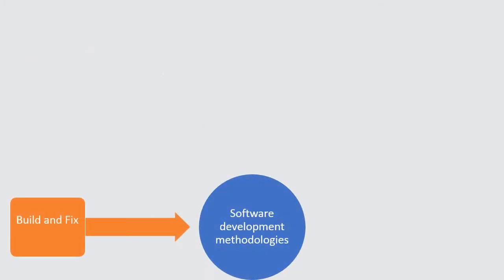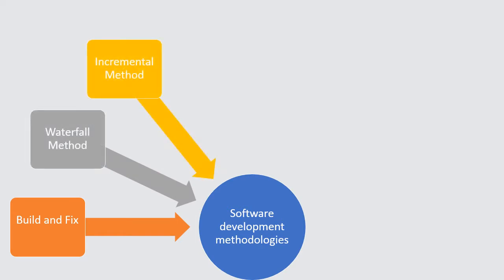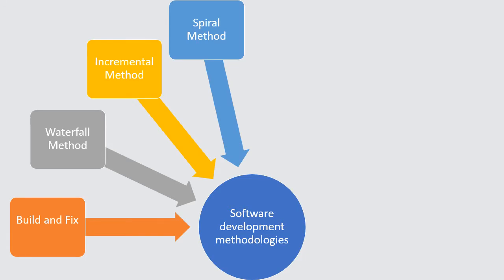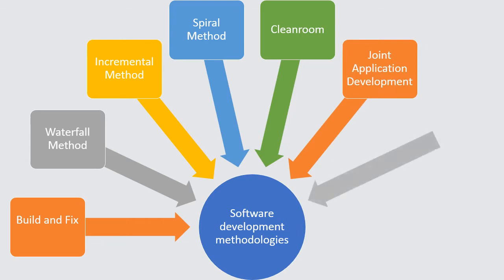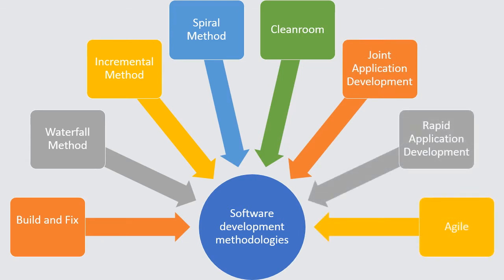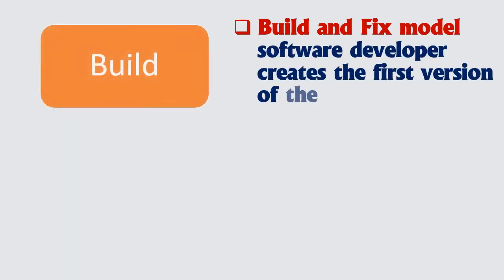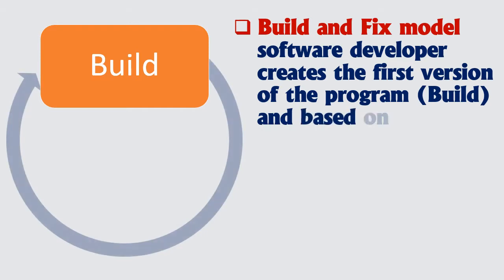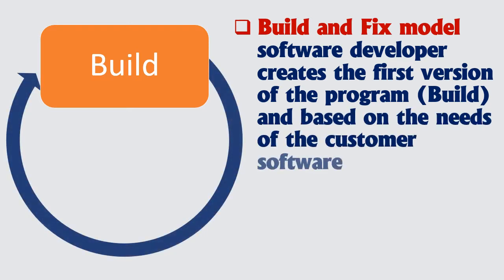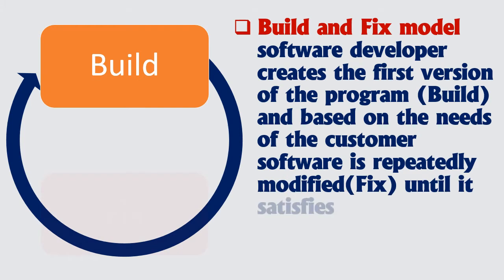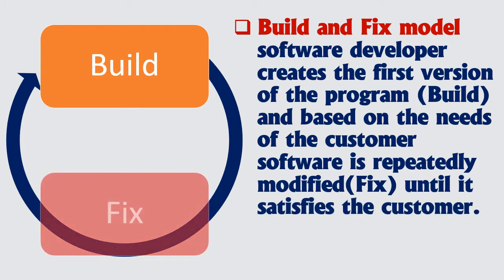Software development methodologies are build and fix, waterfall method, incremental method, spiral method, cleanroom, joint application development, rapid application development, and agile. Build and fix model: the software developer creates the first version of the program build, and based on the needs of the customer, the software is repeatedly modified until it satisfies the customer.